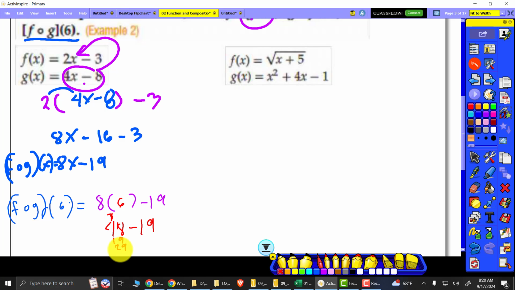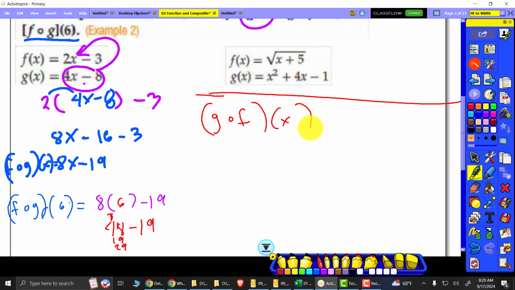Just to show you the difference of f of g and g of f, I'll just use this space here. So for my g of f of x, which one will be your input this time? Yes, your f will now be going to your x in g of x. So let me just write this one first. f of x is equal to 2x minus 3. Then g of x is equal to 4x minus 8.